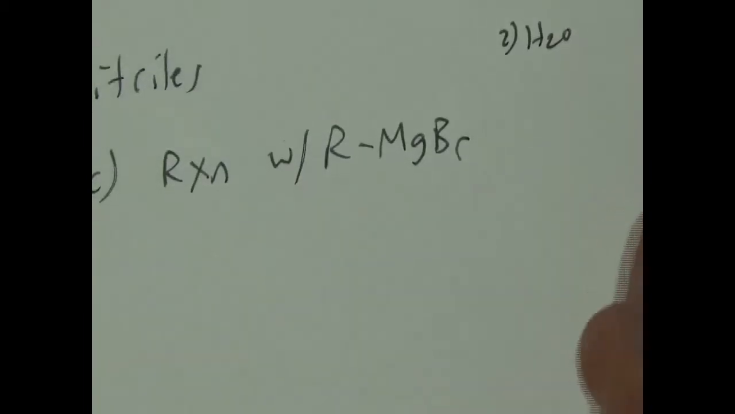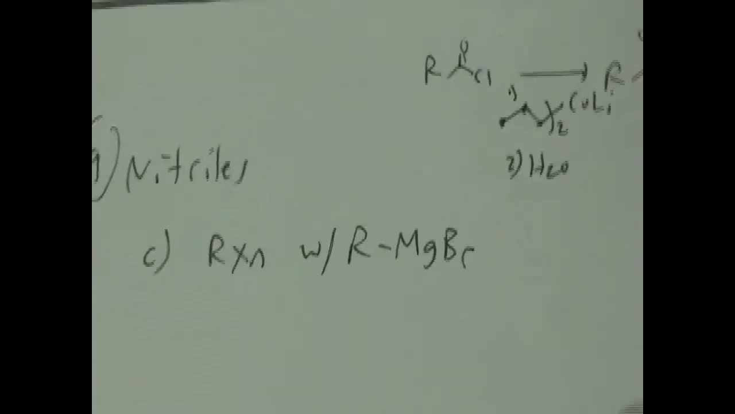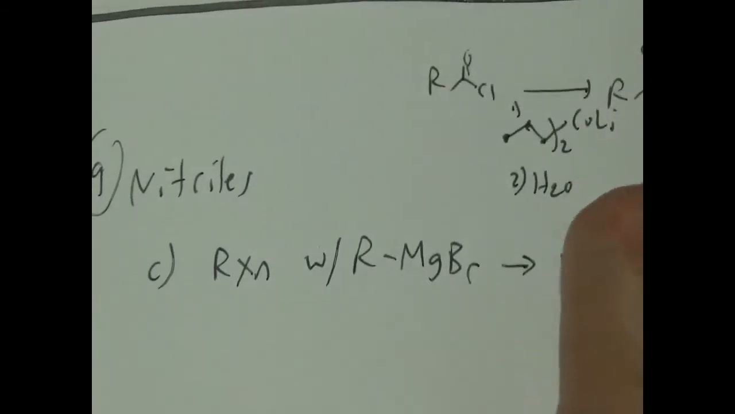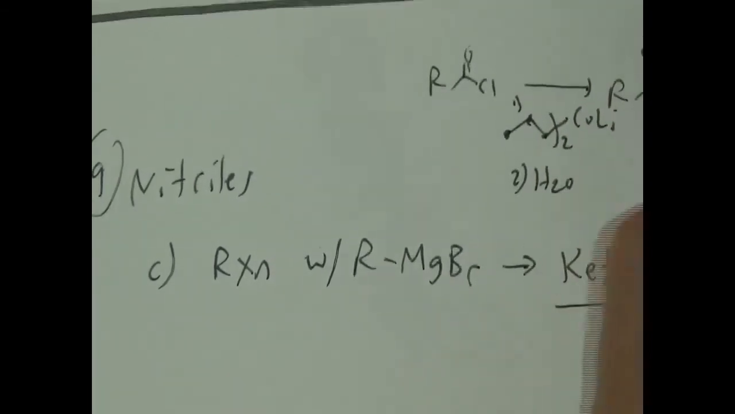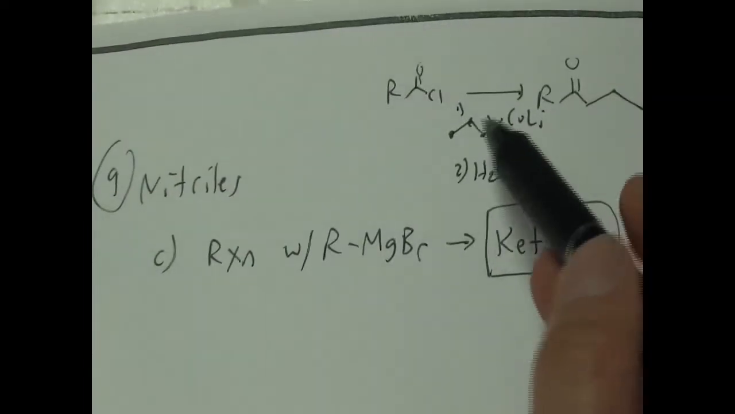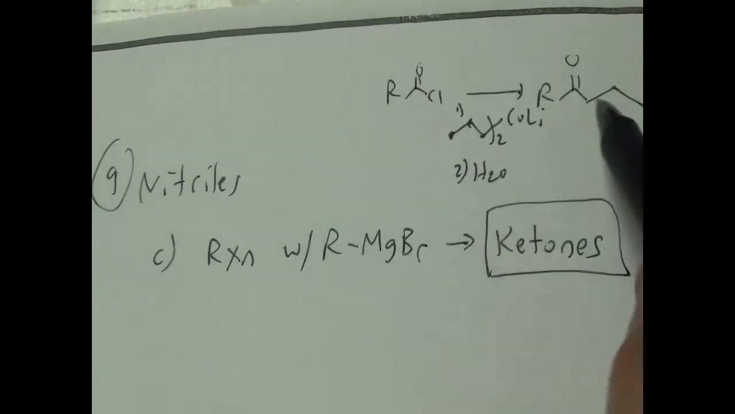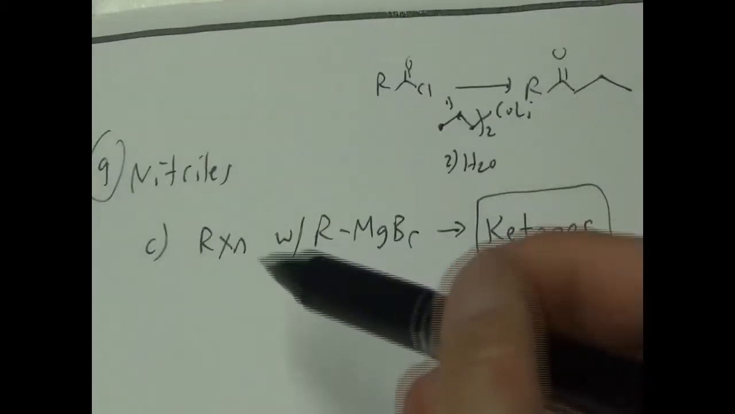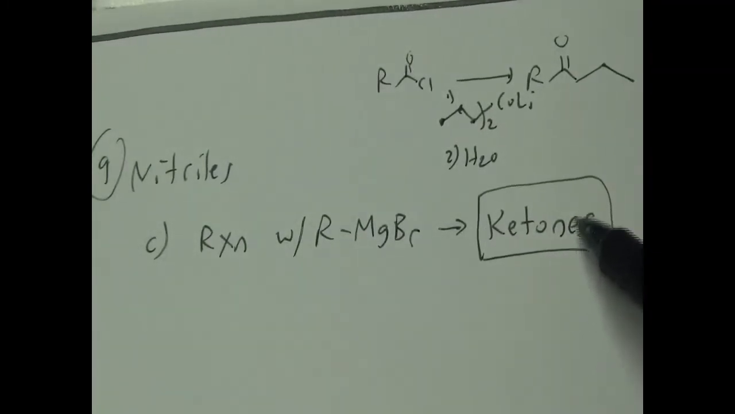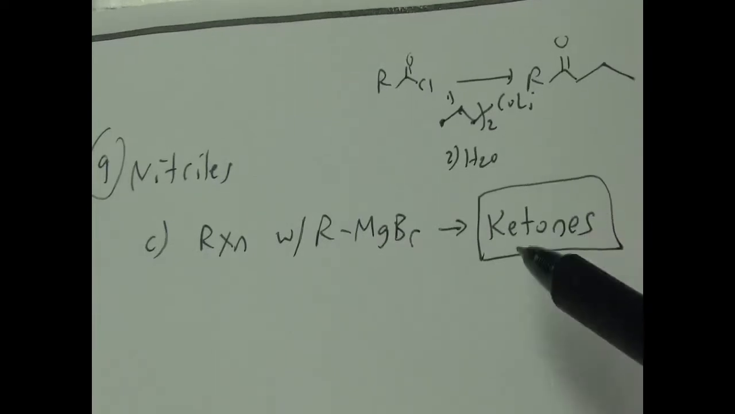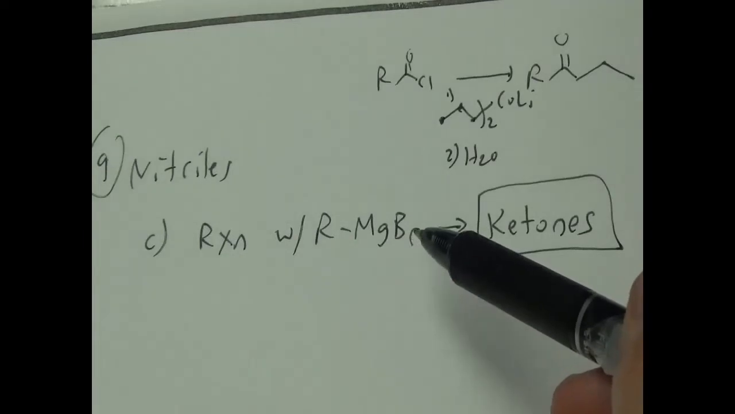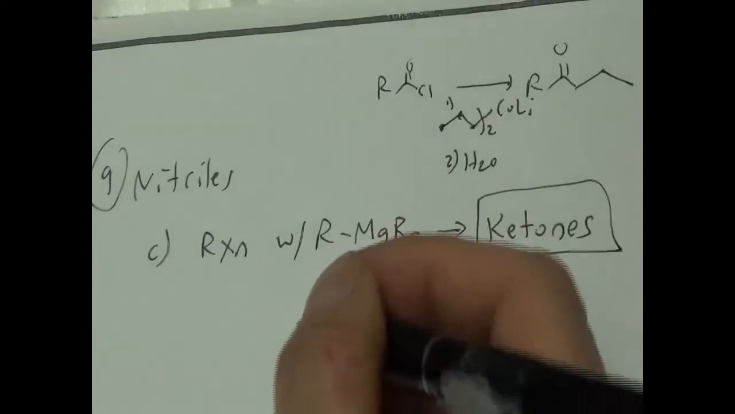Okay. Anyway, so nitriles react with Grignards to make ketones also. In a similar way to how cuprate reacts with an acid chloride to make a ketone, nitriles react with Grignards to make ketones also. The mechanism is a little different, but let's do that now. So how does a Grignard react with a nitrile to make a ketone?